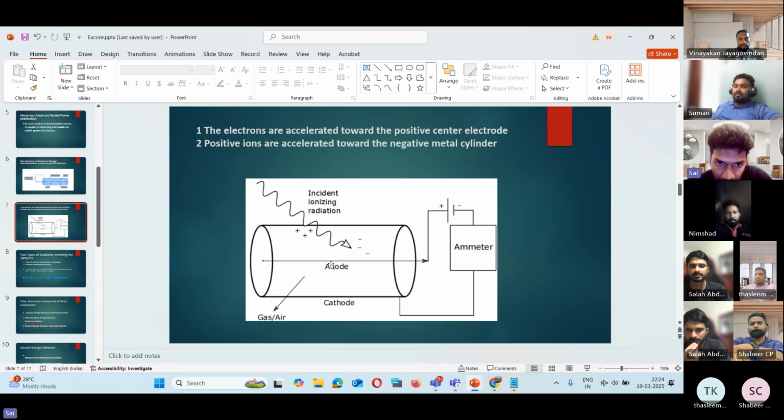The positively charged ions will move towards the cylinder shell, and the negatively charged electrons will move towards the center of the cylinder, which is positively charged. So this movement will create an electric current inside the detector. This current is measured to measure the power inside the reactor.